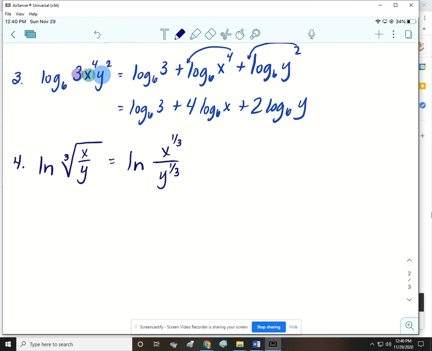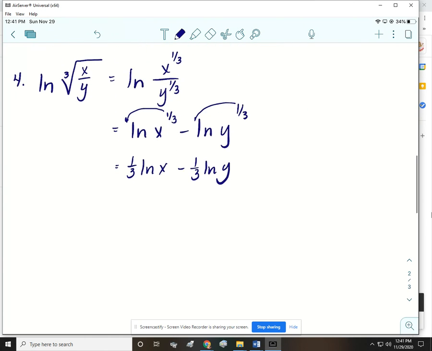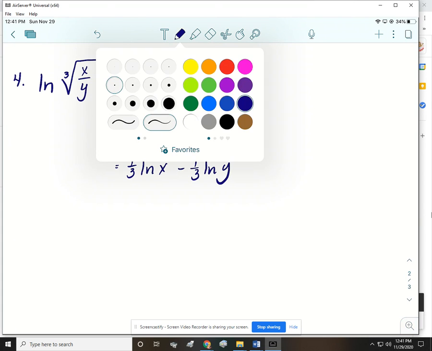Okay, then we have the logarithm of a quotient. So we can break this apart using subtraction. So the x is in the numerator, so there's a positive logarithm for the x. The y is in the denominator, so there's a negative logarithm for the y. And then we would just need to move those 1/3 in the front. And that is it. That is expanded as far as it will expand.